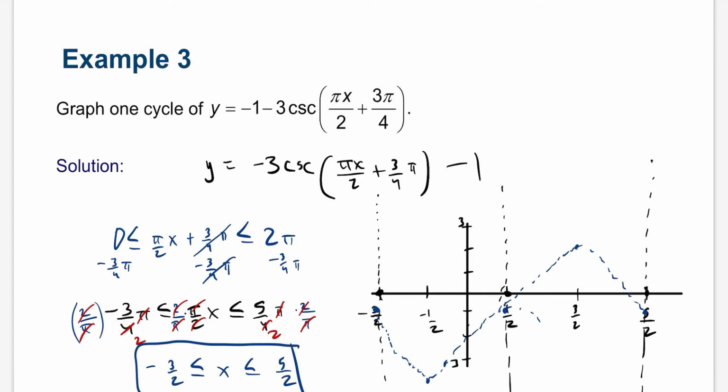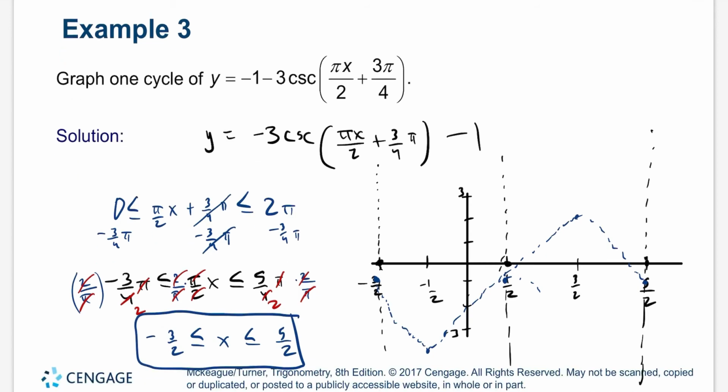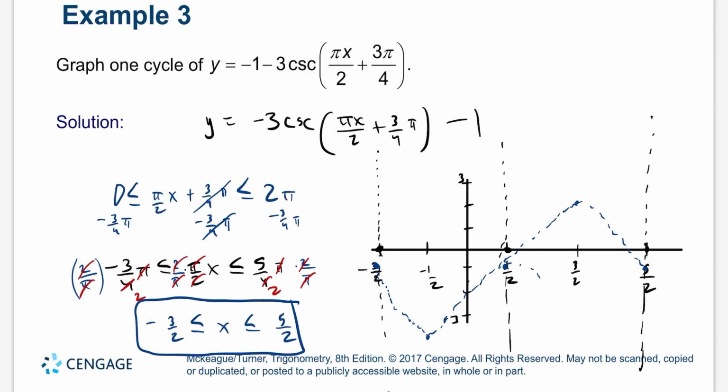There we go. And now finally for our cosecant graph, that's where you draw these graphs that look like U's or upside down U's, and that is the cosecant graph. All right, let's move on to the homework.